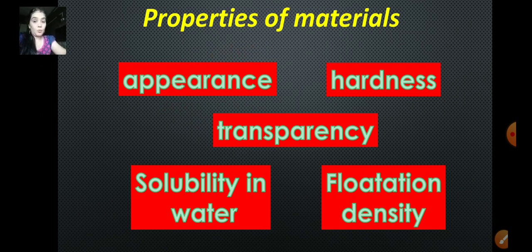Appearance means what? What we see. So what are the things we see? We can see shiny materials. Some things are not shining. Some things are very hard. Some things are very soft. Right. Now we are going to learn about the appearance first.